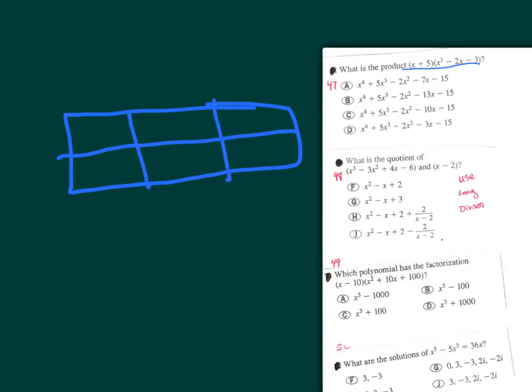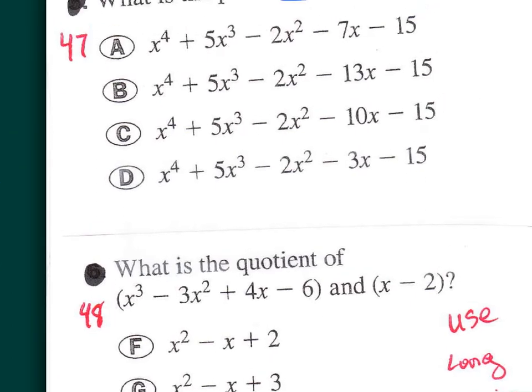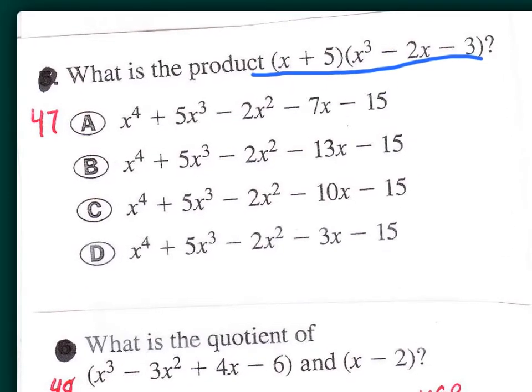If you don't like it, do it the other way. Just kind of multiply them through. But I'd put the x plus 5 over here, and then the x cubed negative 2x minus 3 here. And then just start multiplying. I'm going to get x to the 4th there. And you just keep going, multiplying these out. Combine all your like terms in the end, and you should be able to find your answer that way.